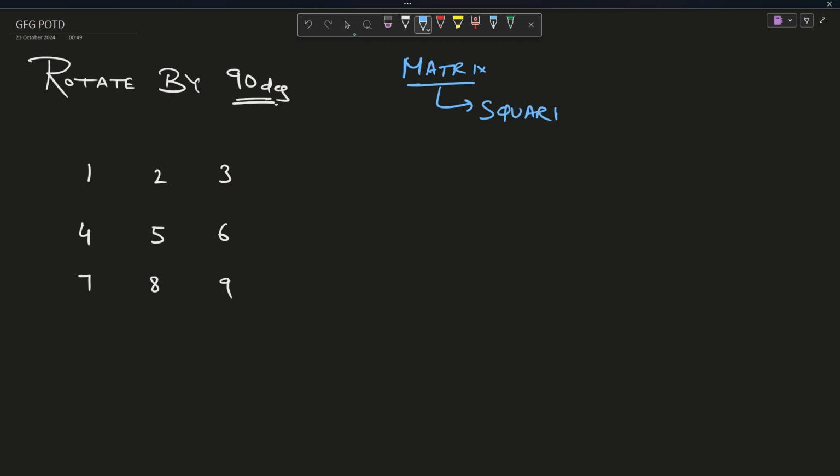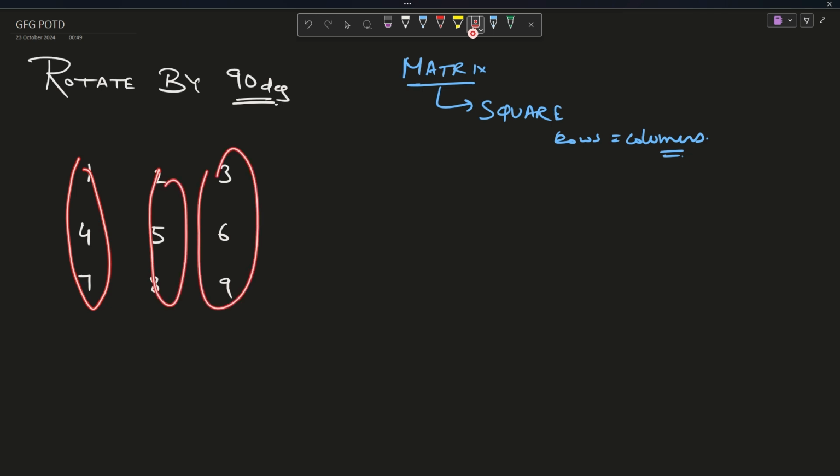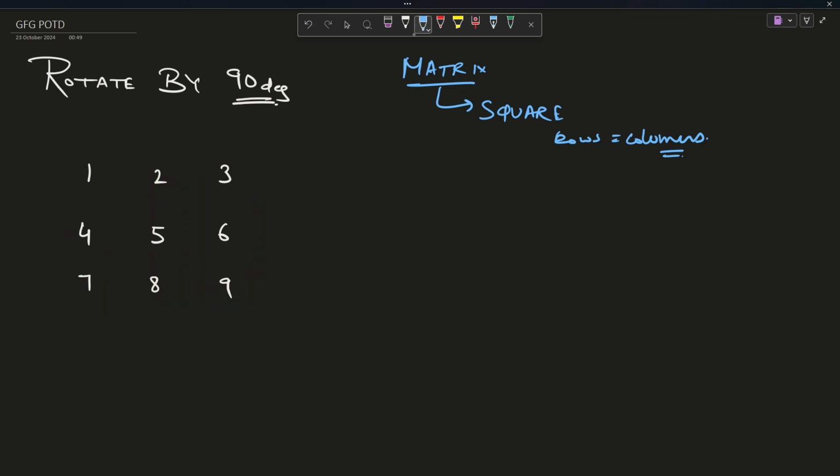A square matrix means number of rows equals number of columns, right? These are rows, equal to the number of columns, that is these elements. Columns are these verticals, right? Now, the problem wants you to rotate the matrix given to you by 90 degrees in the anti-clockwise direction. Anti-clockwise. That is this direction.